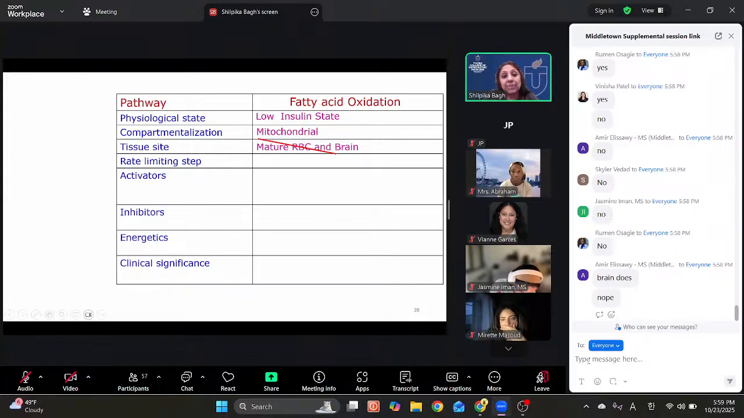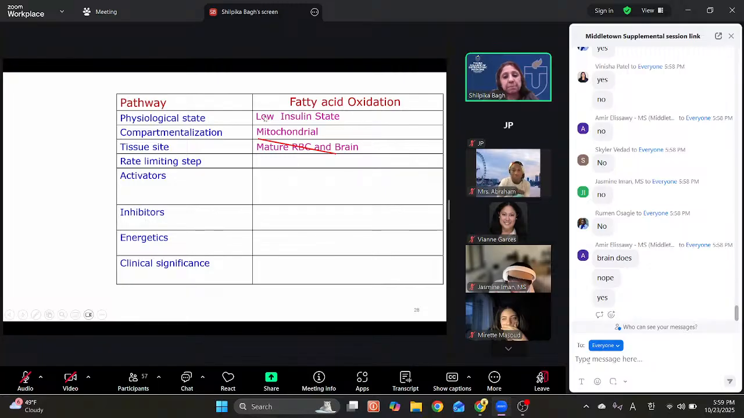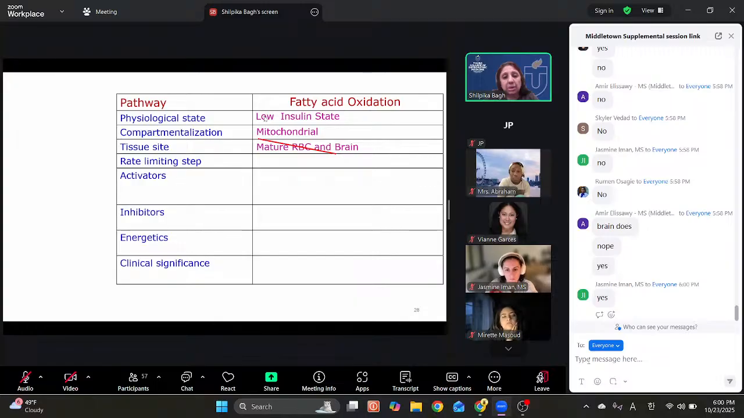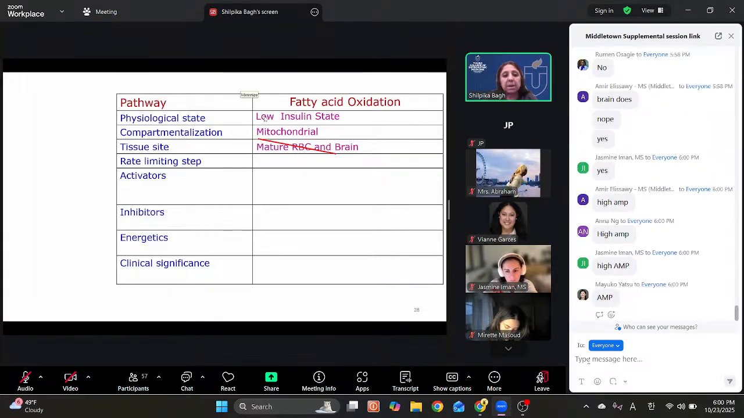Can brain use fatty acid for energy? No. Why? CSF does not allow long chain fatty acid. It's not permeable to long chain fatty acid. Is this pathway giving you energy? Fatty acid oxidation. So what will turn on this pathway? High ATP or high AMP? High AMP. So see, it's exactly opposite of fatty acid synthesis.